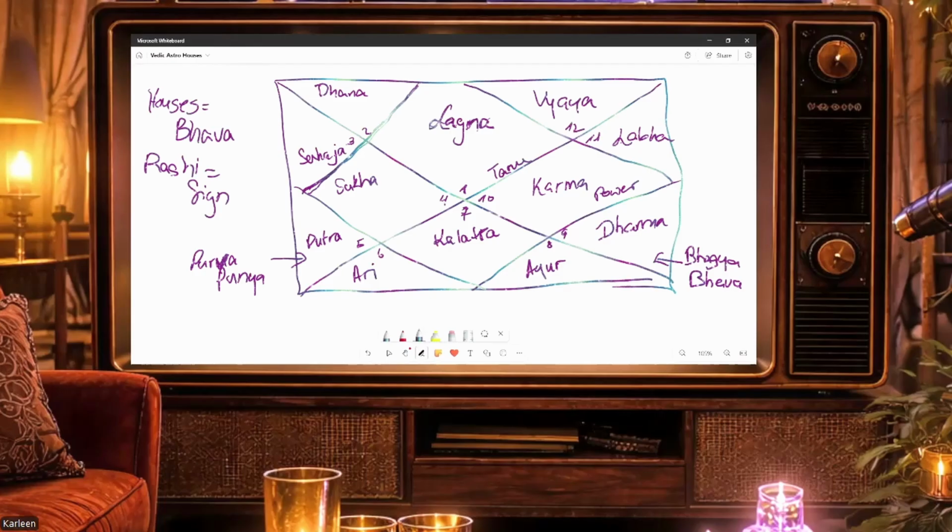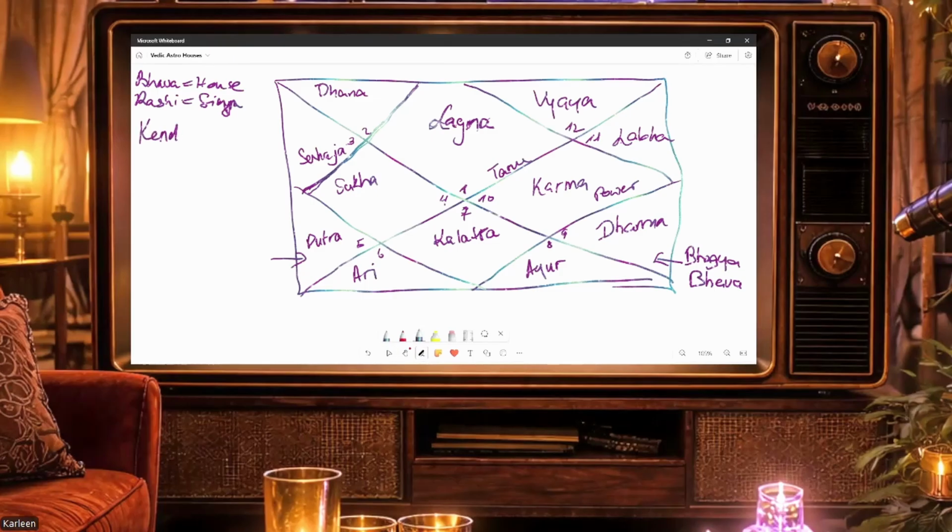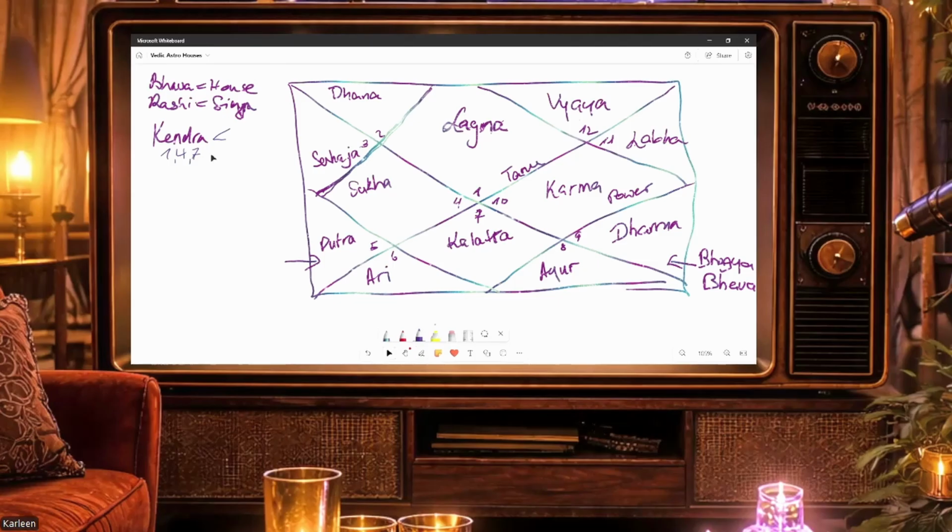Okay. So there's that. Now, there are house categories as well that we work with. And the house categories are there are Kendra houses, and these are the angular houses. So I'll just do this angular houses. And these are 1, 4, 7, and 10.